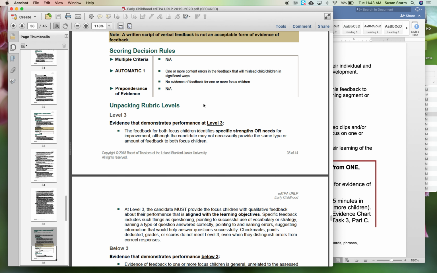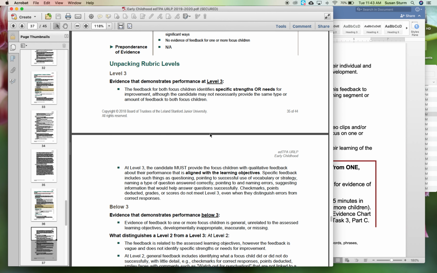Okay, so those are the ways that this could go wrong and you could get an automatic 1, but you're not going to do that. And so at a level 3, you have evidence that the feedback for both focus children identifies specific strengths or needs. So this is one of those rubrics where if you add it, you're going to get up to a level 4. So definitely add it. So your feedback needs to focus on strengths and needs for improvement. Although the candidate may not necessarily provide the same type or amount of feedback to focus children, that's fine.